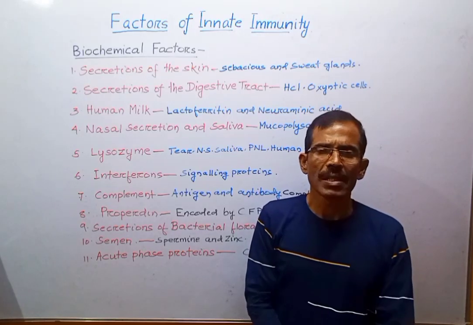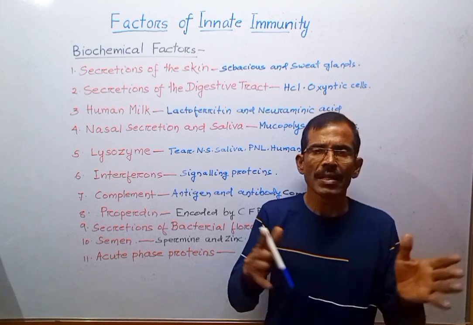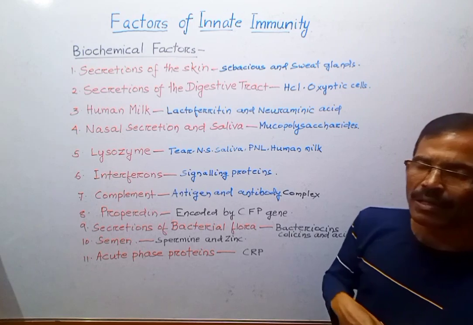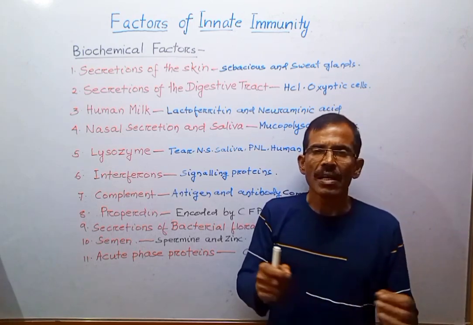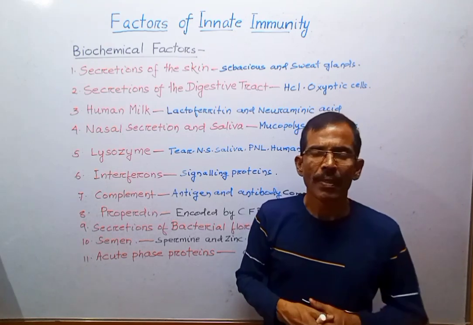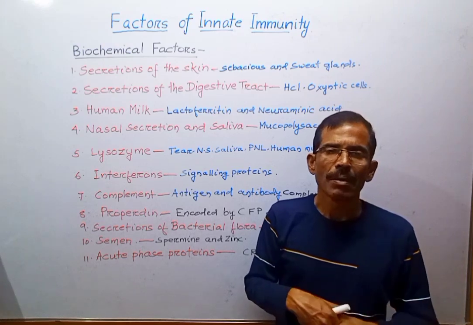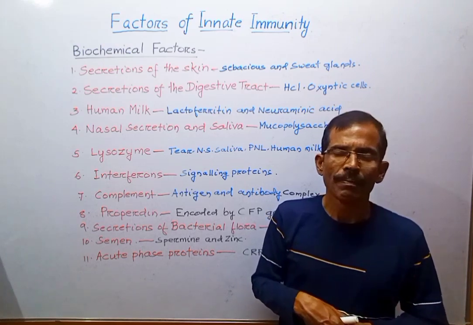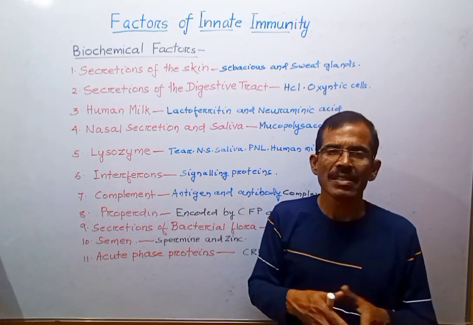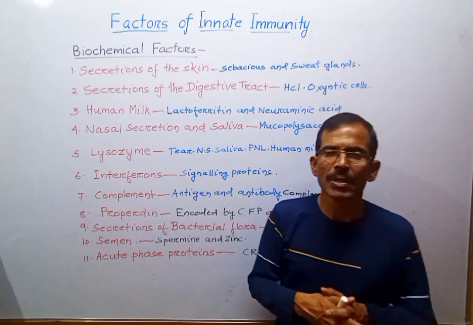Now we shall discuss the biochemical factors that are associated with innate immunity. First one is secretions of the skin. Sweat is a clear salty liquid produced by the glands in the skin. High concentration of salts in the sweat has microbicidal activity. In addition, sweat is also slightly acidic, and this acidity also has microbicidal activity.